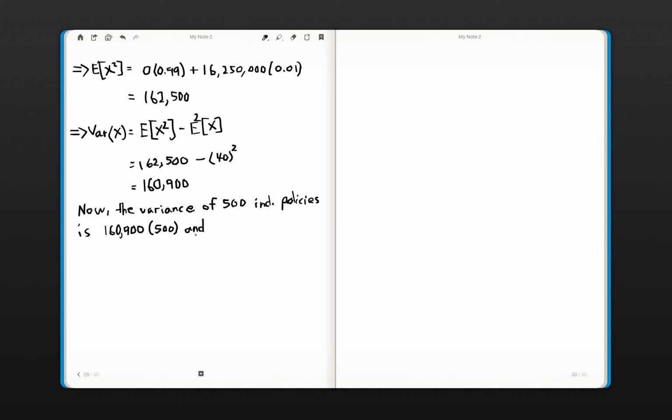They ask for the standard deviation, so you have to be careful. The standard deviation is just the square root of that, which is equal to 8,969. And that's the final answer. That's the actual standard deviation of the total payout for the 500 homes for the given year.